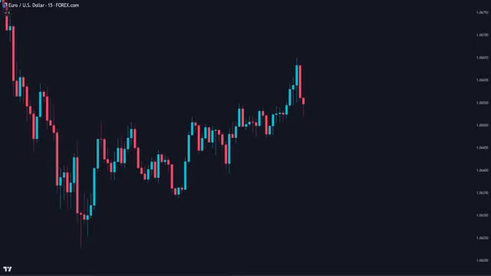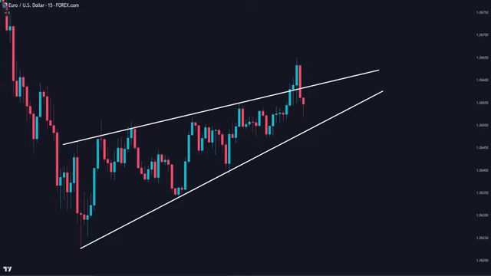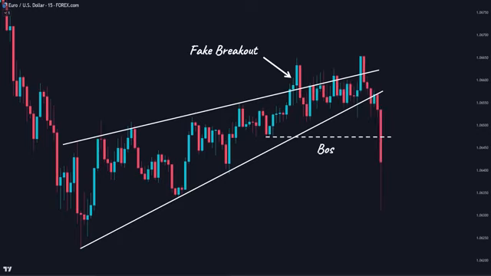Here on the 15-minute chart, we can identify this wedge pattern which shows a period of correction for the higher time frame downtrend. Here we had a fake breakout to the upside, but the market immediately got back inside the range. In order to enter a short position, we need to wait for the price to break below the lower trend line and previous market structure to confirm that the sellers have taken control.